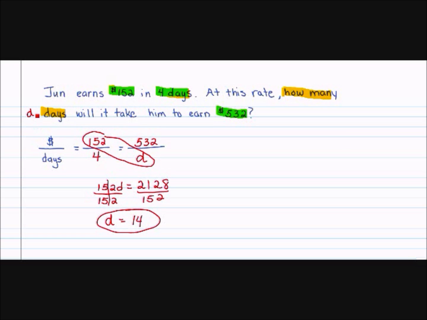$532. The key to doing proportions is making sure you have your rate, money over days, time over distance, and making sure you keep all your numbers or your variable, whatever you're looking for, either in the numerator or in the denominator. Okay?